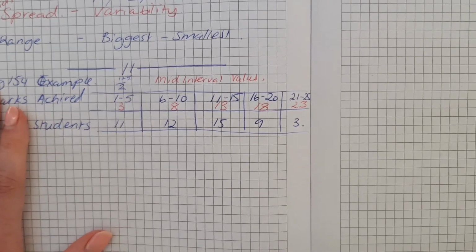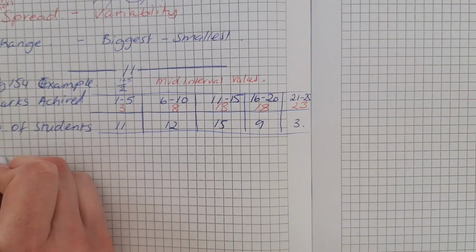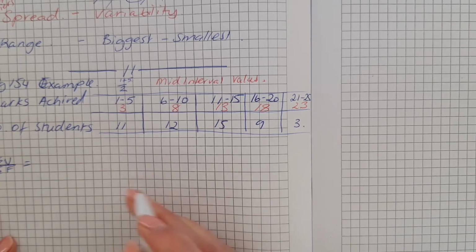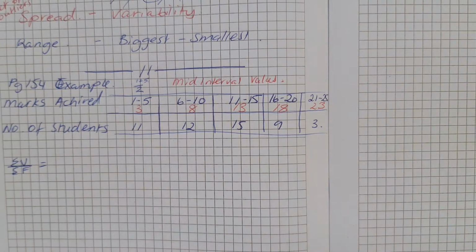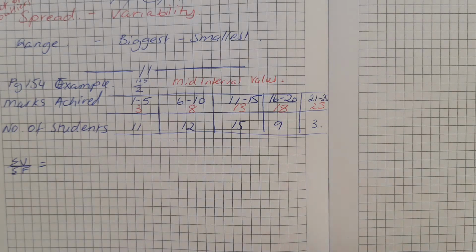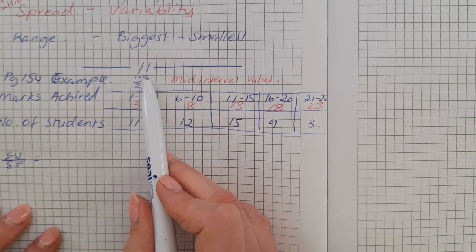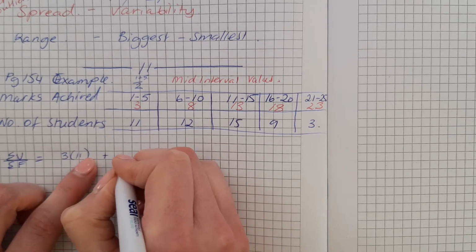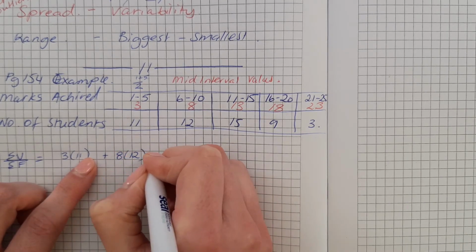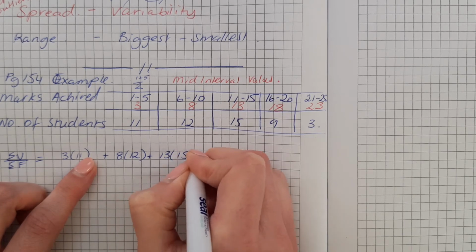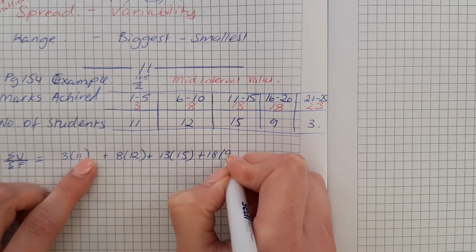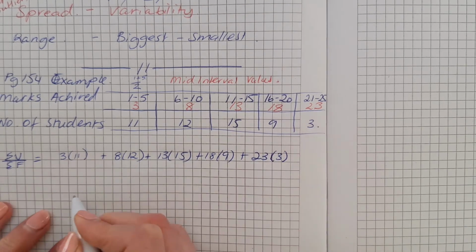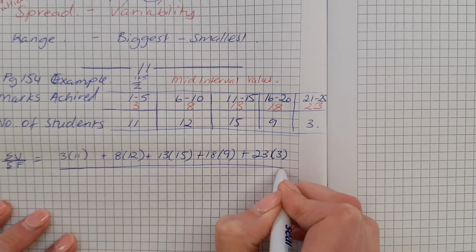Okay, so I'm just going to write that out. So what I want to get is the sum of the variables over the sum of the frequency. That's my formula. Sum of the variables over the sum of the frequency. You will need your calculator for this, but it's going to be 3 by 11 plus 8 by 12 plus 13 by 15 plus 18 by 9 plus 23 by 3. And it's going to be divided by the sum of the frequency.